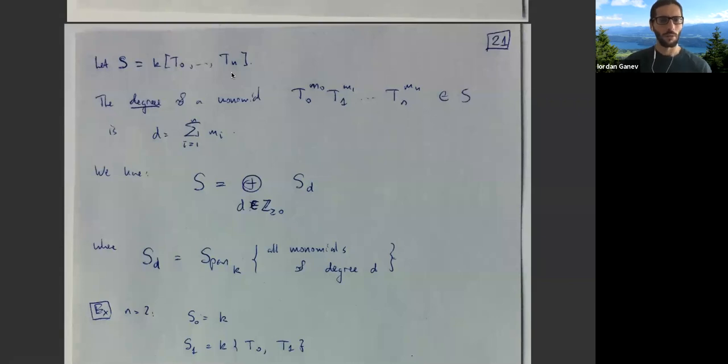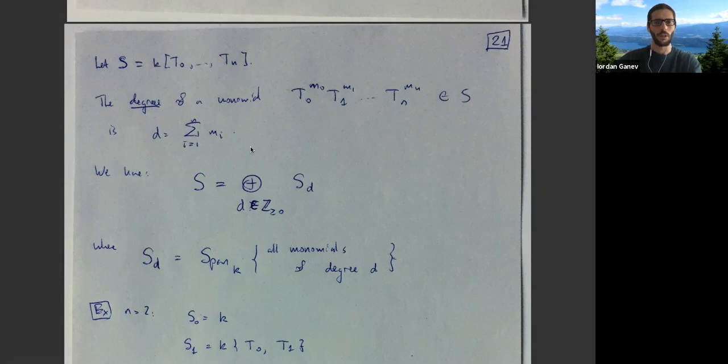And as you have probably seen, any monomial has a well-defined degree. If we have a monomial, everything commutes, so we can rearrange it so that it's t_0 to some power, t_1 to some power, t_n to some power. And its degree is just the sum of these powers. That's it. And so we can think of this polynomial algebra S as being the direct sum over these S_d, where d runs over the non-negative integers. And each S_d is just the homogeneous polynomials of degree d. So every monomial is homogeneous because it has a well-defined degree.